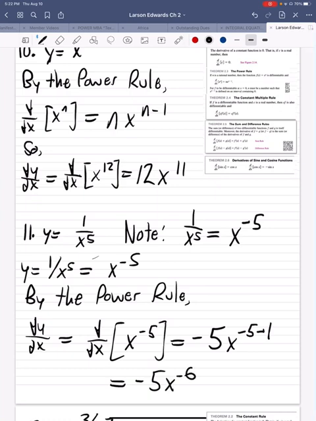And if we wanted to write it back the way the problem originally gave it to us, with the 1 over notation, remember that this is actually negative 5 times 1 over x to the 6th. So negative 5 goes in the numerator, negative 5 over x to the 6th, and that's our derivative.